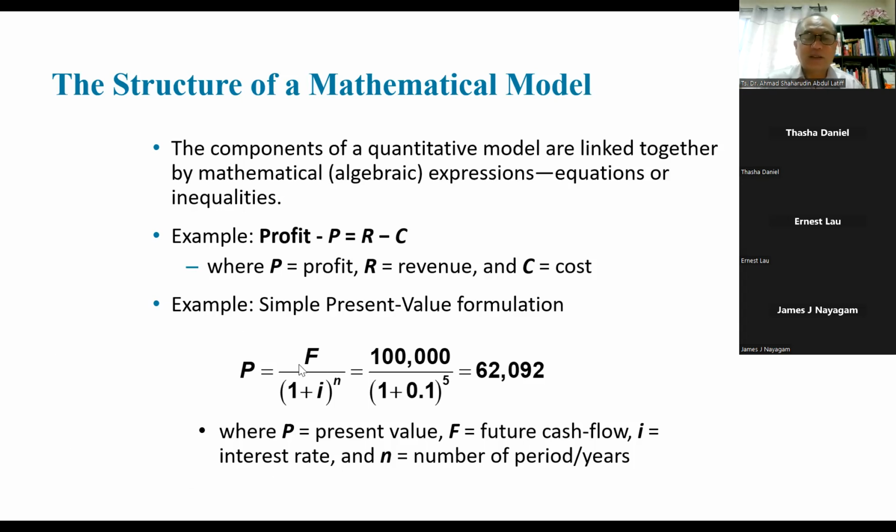What are the variables here? The variables we have: the interest rate, which is an uncontrollable variable. And then the present value, the future cash flow, is the control variable. Number of years is a controllable variable.